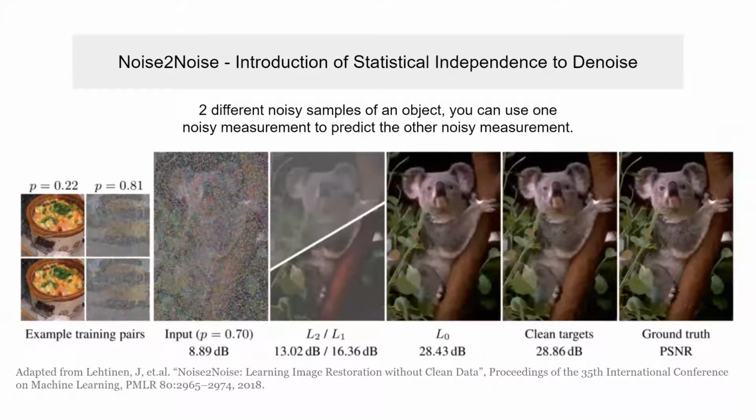Just to give you a brief history, this observation of using statistical independence to denoise data was first made by Lehtinen et al. in ICML 2018. What they observed is that if you had two independent measurements of the same object, then you could basically use one measurement to predict the other measurement. And what you would end up getting is a denoised version of the other measurement. This is quite an interesting property.